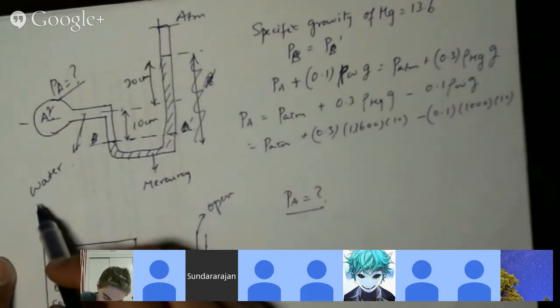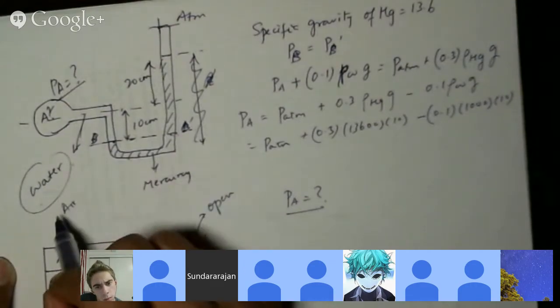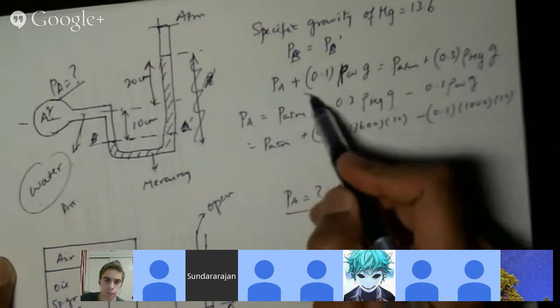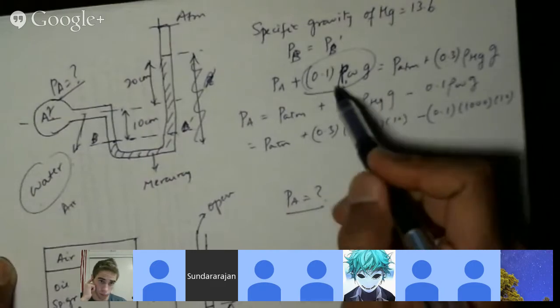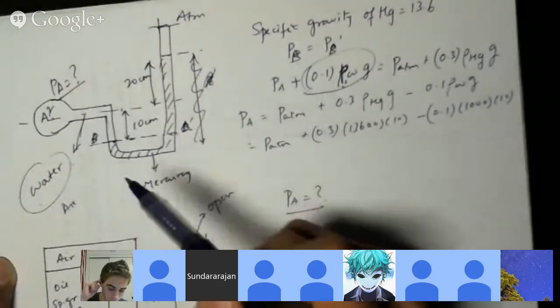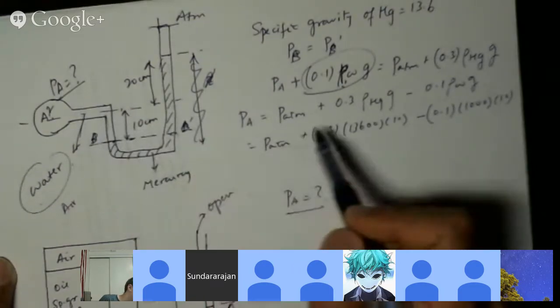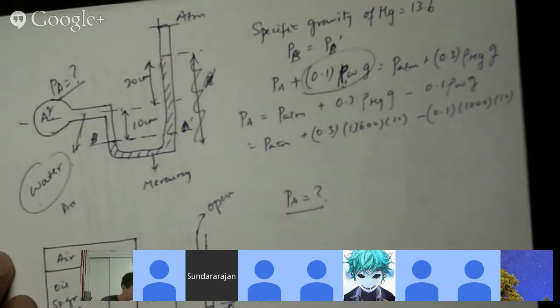Okay, so if this were air instead of water, then you would be correct. Then you just have this term because the density of air is much lower than the density of mercury. So the height of this column makes no difference for air. But if it's water, then water is definitely dense. So you have to include that in the calculation. Okay, then try this one.